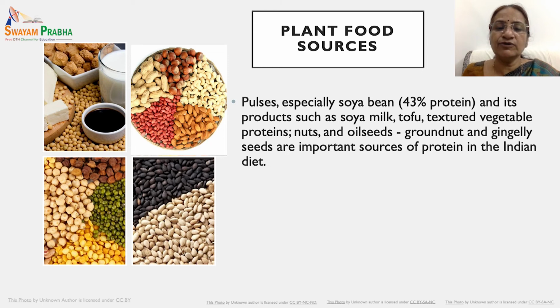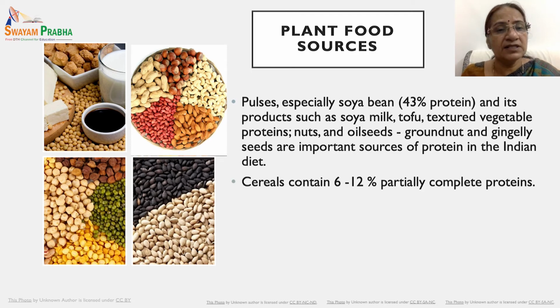It contains about 43% protein and its products such as soya milk, tofu, textured vegetable proteins. Nuts and oil seeds, groundnut, and gingelly seeds are important sources of protein in the Indian diet. Cereals contain 6 to 12% partially complete proteins. As they form the bulk of the diet, they contribute significantly to the protein content.